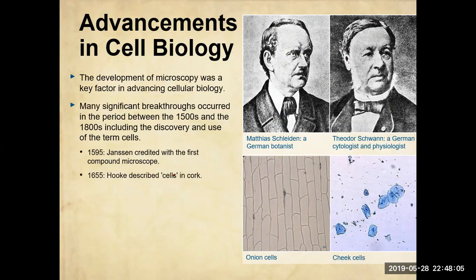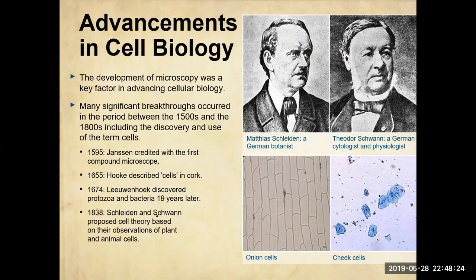In 1655, Hooke described cells in cork. In 1674, Leeuwenhoek discovered protozoa and bacteria. 19 years later, in 1838, Schleiden and Schwann proposed cell theory based on their observations of plant and animal cells.